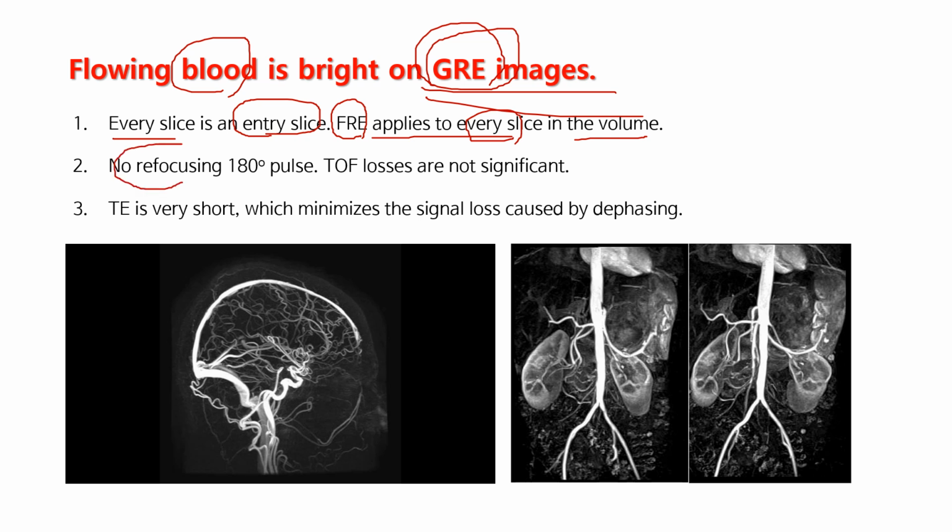Next, there is no refocusing 180-degree pulse, so the TOF process does not occur. And even if the TOF effect exists, it is very small, not significant. Next, TE is very short, which minimizes the signal loss caused by dephasing. So due to these three reasons, we can have bright images of the flowing blood in the GRE pulse sequence.